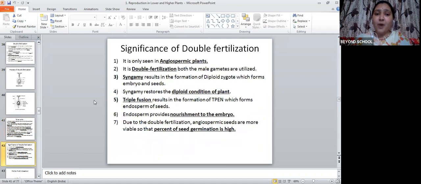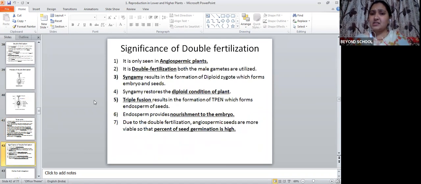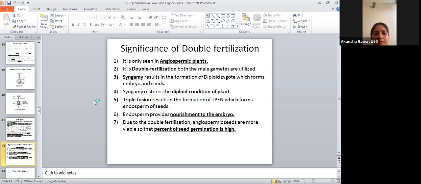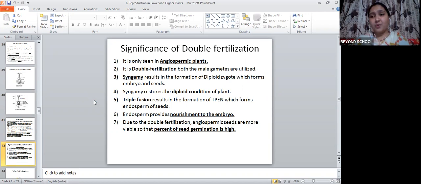Now let us see why we are constantly studying the significance of double fertilization, right? Why are we giving it so much importance?